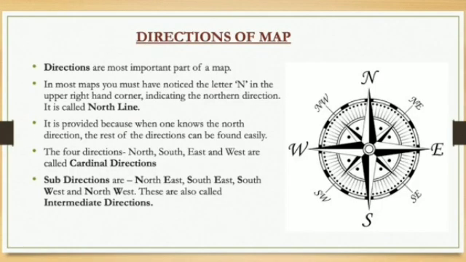Directions of map. Directions are most important part of a map. In most of maps, you have noticed the letter N in the upper right hand corner indicating the northern direction. It is called north line. It is provided because when one knows the north direction, the rest of directions can be found easily. So, the all four directions are north, south, east and west. These all four main directions are called as cardinal directions, whereas there are sub-directions, they are northeast, southeast, southwest and northwest. These sub-directions are also called as intermediate directions.